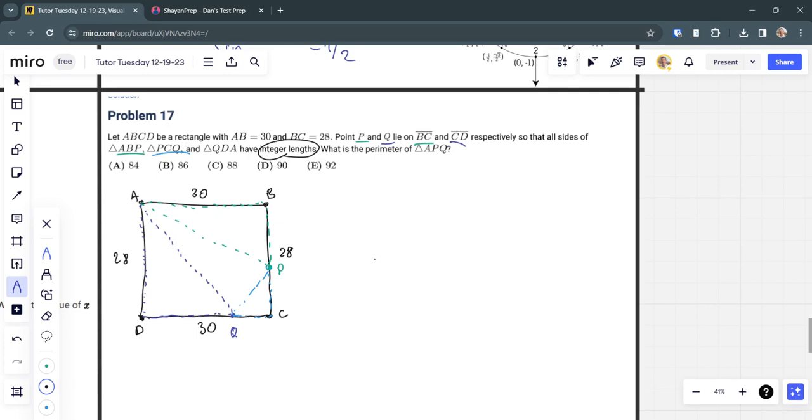One thing that we could do, let's set some variables here. I see that some of these are right triangles. Actually, a lot of these, like this is a right triangle, this is a right triangle, this is a right triangle. So perimeter of APQ, all of those should probably be Pythagorean triples, Pythagorean triangles.